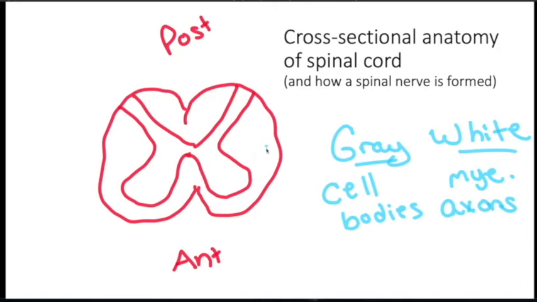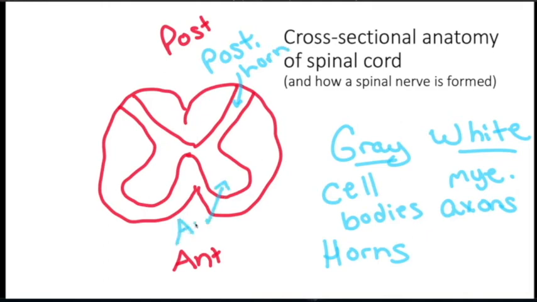In the spinal cord, these areas on the outside are white. These areas on the inside are gray. And in the spinal cord, those gray areas we call horns. I'm going to show you those horns. So in the back here, this little strip, this is the posterior horn. The anterior horn is this corner here. And this side over here is the lateral horn.